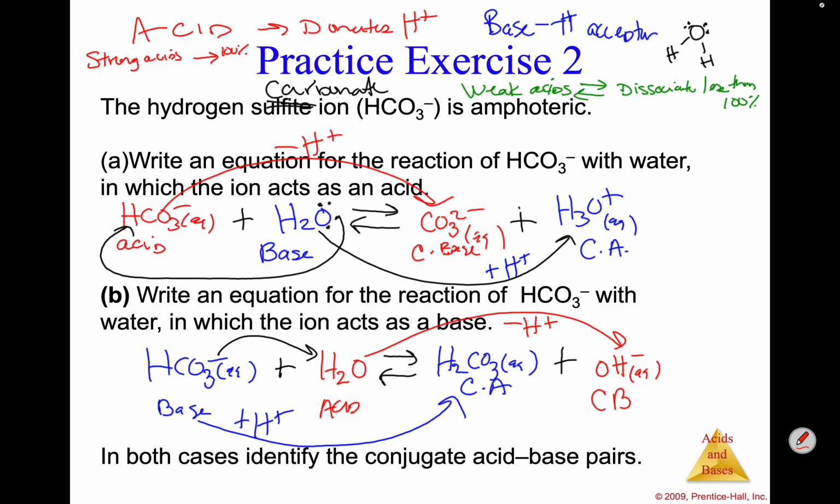So a couple things to be aware of when we write these reactions. Your acid and your base, by convention, are always the reactants. The conjugate acid and the conjugate base, by convention, are always the products. Your acid and your conjugate base, or your base and your conjugate acid, are related through an H plus.